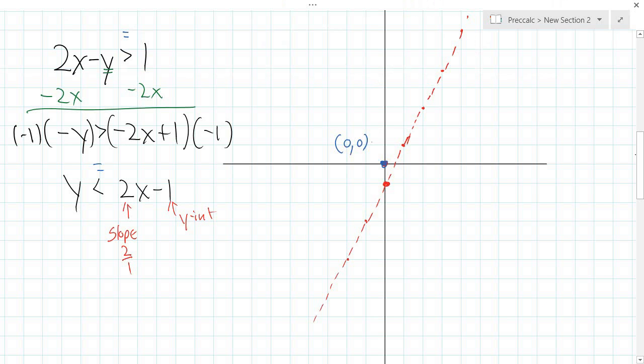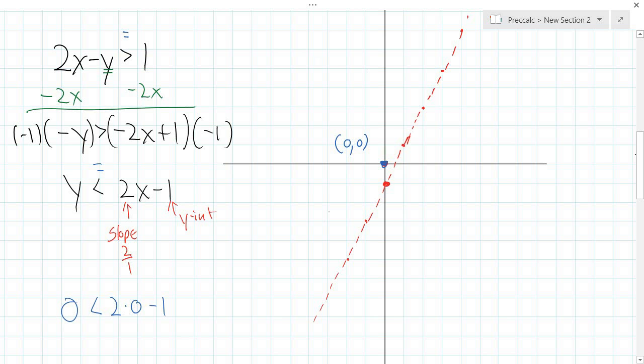Now here's my thinking. I'm going to plug in 0 and 0 into this inequality. When I do that, one of two things will happen. Either plugging in 0 for x and 0 for y will leave me with a true statement, meaning that this point is a solution to this inequality, meaning that all of the points on this side of the line are solutions to this inequality.